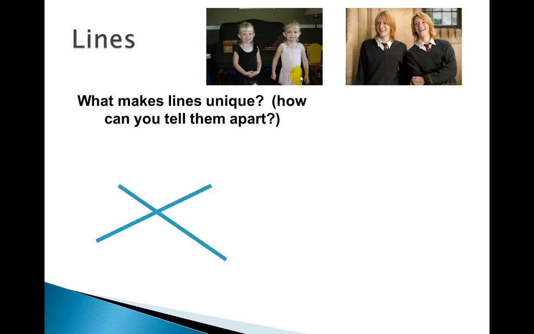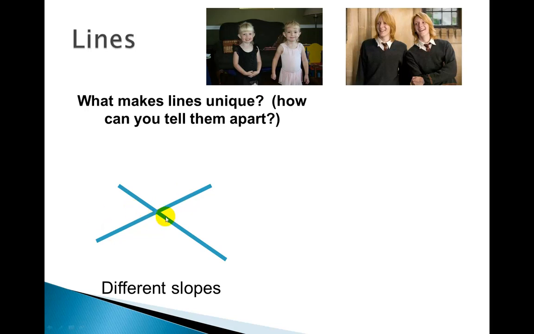Okay, so how do we tell lines apart? What makes them unique? Well, I've got two lines right here, and I think everybody would agree that those are not the same line. But they do have something in common. They have the same point, but they have different slopes. So they have something in common, but then there's something different about them. So that's why we know they're two different lines.